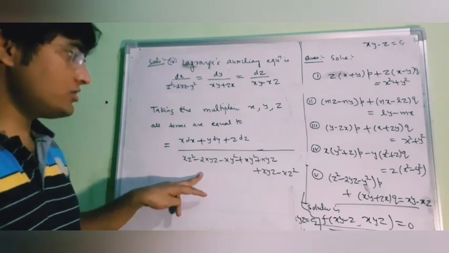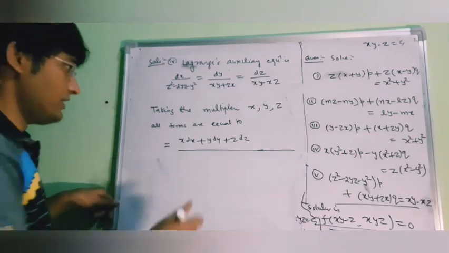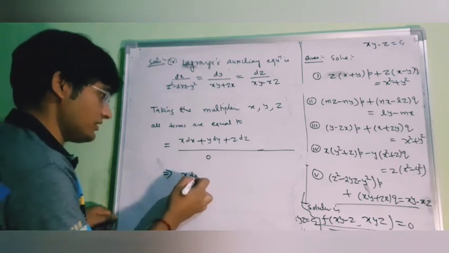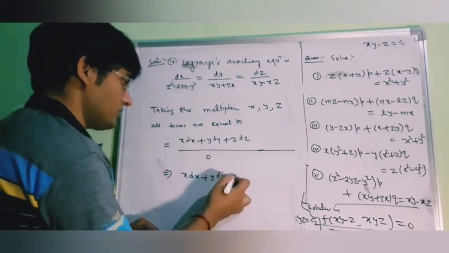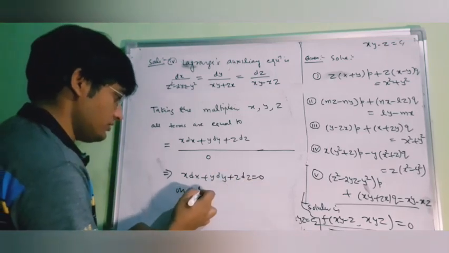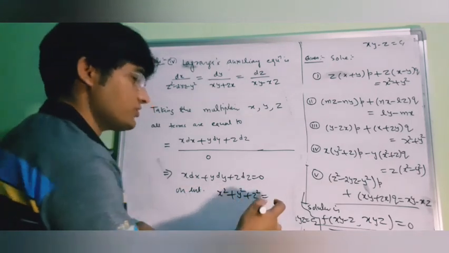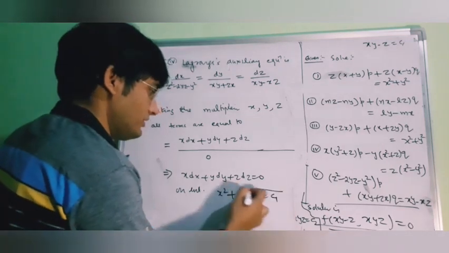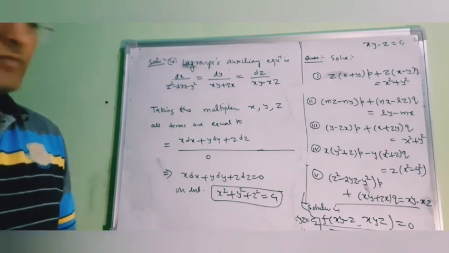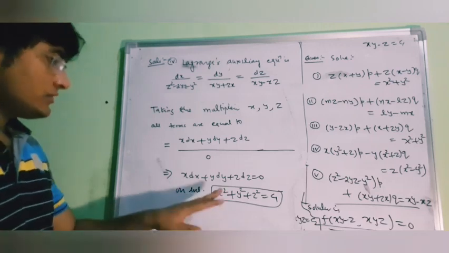Now if this denominator is 0, then we will have x dx plus y dy plus z dz upon 0, and on cross multiplication we will get x dx plus y dy plus z dz equal to 0. So on integration we will have x square by 2 plus y square by 2 plus z square by 2 equal to some constant by 2. So this 2 will be eliminated, and the first solution is x square plus y square plus z square equal to c1.